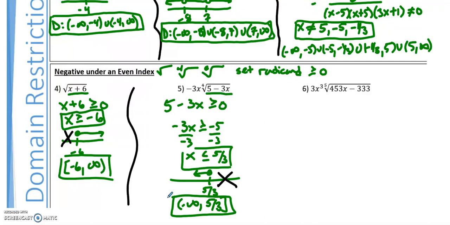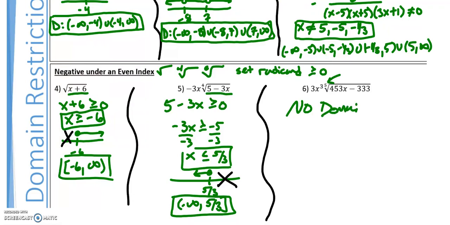So there's my second example of a negative underneath some sort of even index. I need to make sure that it's not negative. Example 6, it's real easy to jump right in and say, oh, it's got to be greater than or equal to 0 because I see some sort of radical sign. But make sure that you pause and look really carefully because my index is odd. It's not an even index. So since the index is odd, there are no domain restrictions.